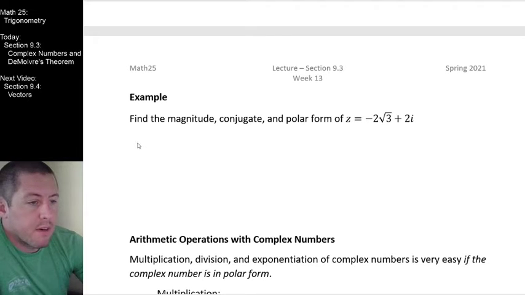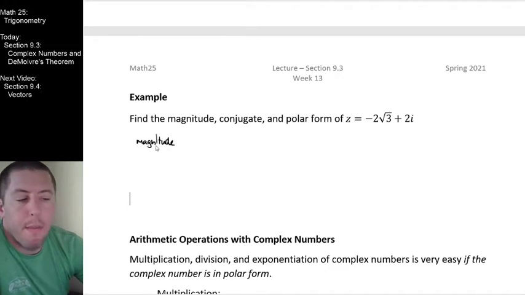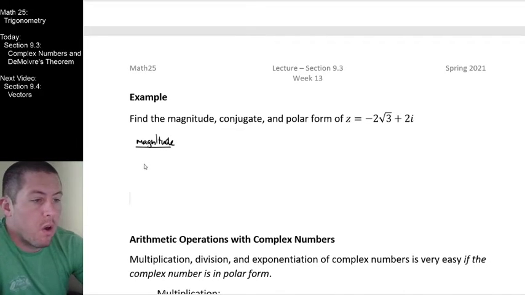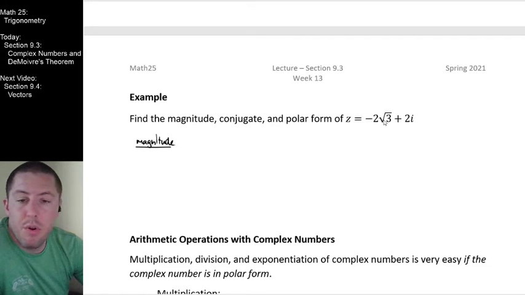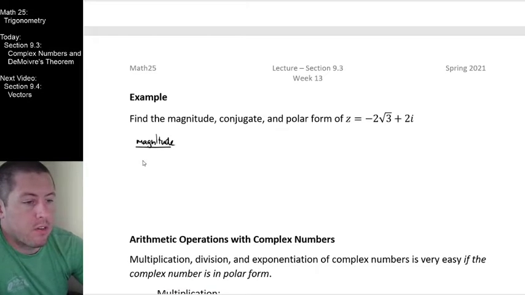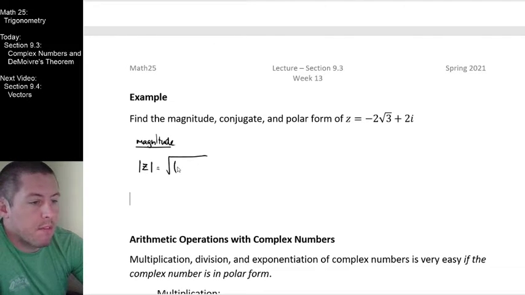So first things first, our magnitude. Magnitude, remember, is just a measure of how far are we from 0. So we have that our number here goes negative 2 root 3 in the real direction, and it goes 2 in the complex direction here. So I think I can say that how far our imaginary number is from 0 should be the square root of the sum of the squares of these two numbers.